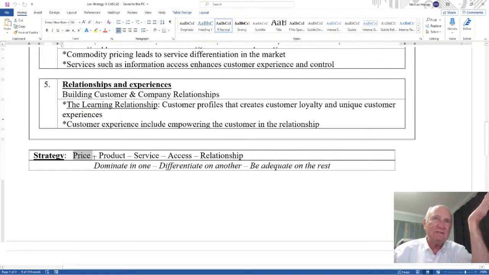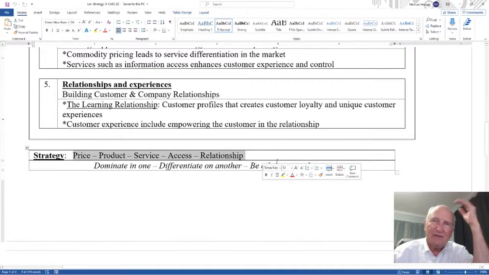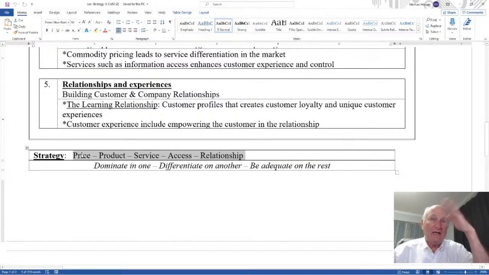When you look at the price, here are 5 different areas of strategy. Looking at the price, high, low, the product. Okay, is the product the characteristic of the product itself? Is it durable? Is it reliable? Does it have a lot of features?